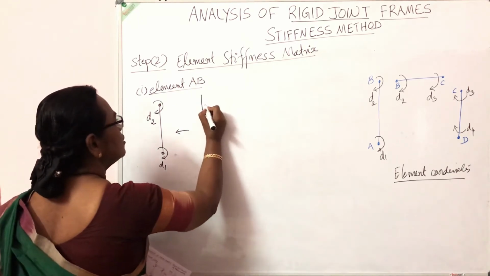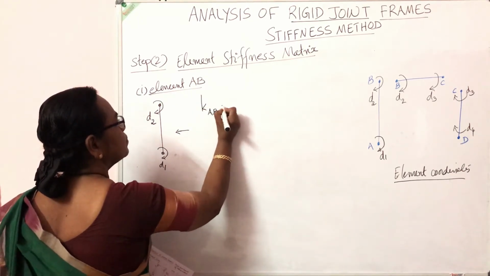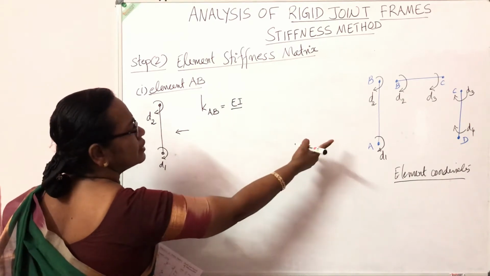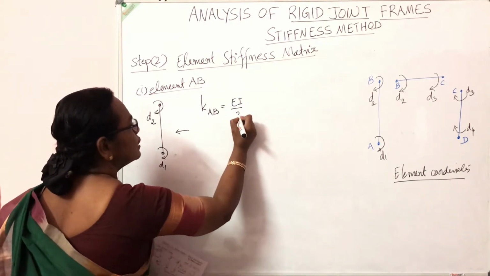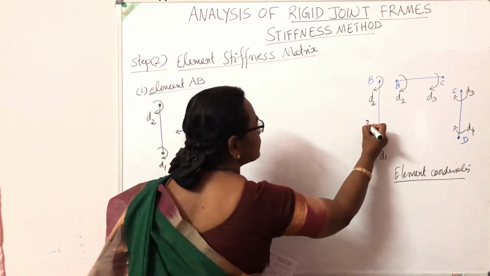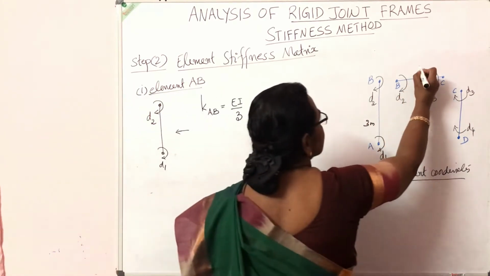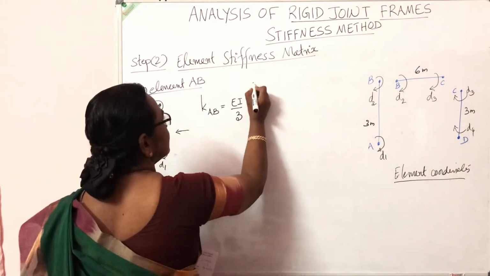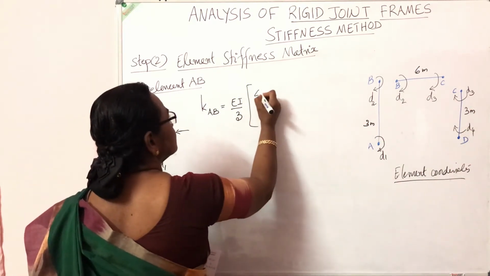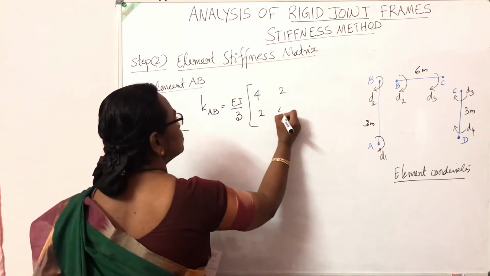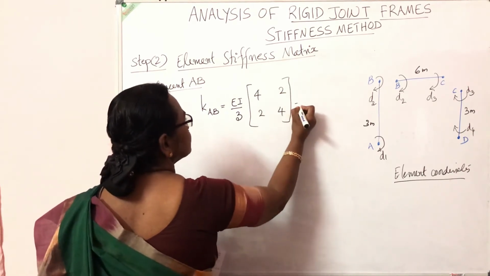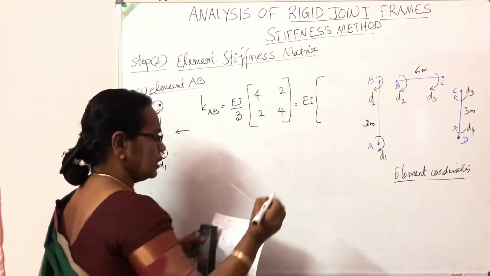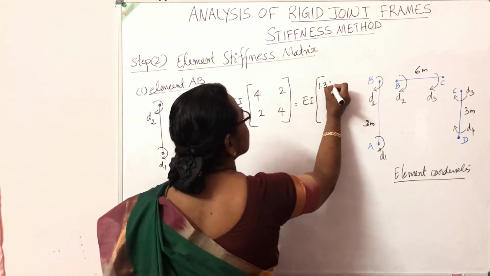So the stiffness matrix for element AB, KAB, is equal to EI by L. The length of that member is 3 meter. This member is 3 meter. This is 6 meter. This is 3 meter. So EI by 3 into the matrix 4, 2, 2, 4. So I can write it as EI into 4 by 3, 1.33.